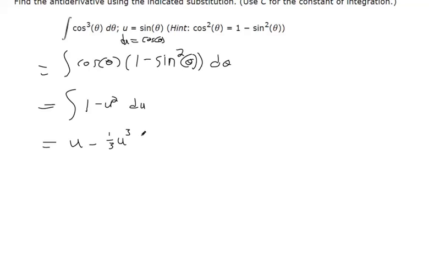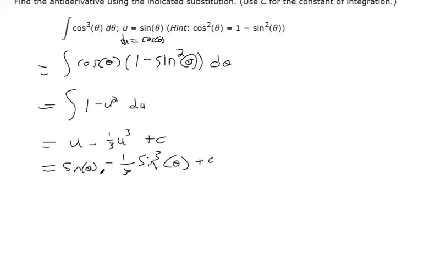And then it's now plus some constant c, but we want to put things back in terms of theta. So we'll plug in sine. And now we are done.